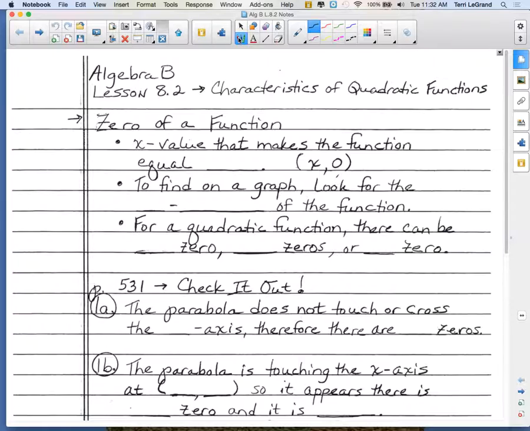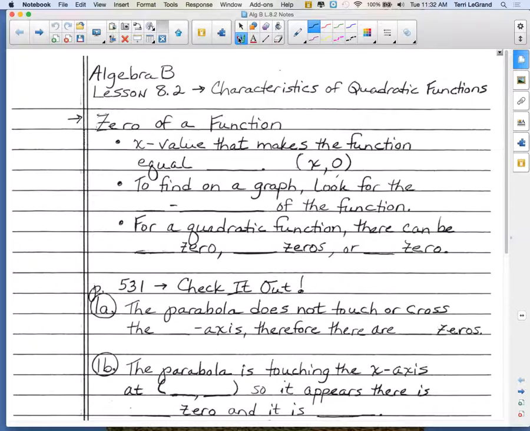Okay, so the first thing we're going to talk about is the 0 of a function. So it says here, we actually have 2 learning goals. I can find the zeros of a quadratic function from its graph. Now we're going to learn other ways to find the zeros of a function, but today we're going to learn how I can find the zeros of a function from its graph.